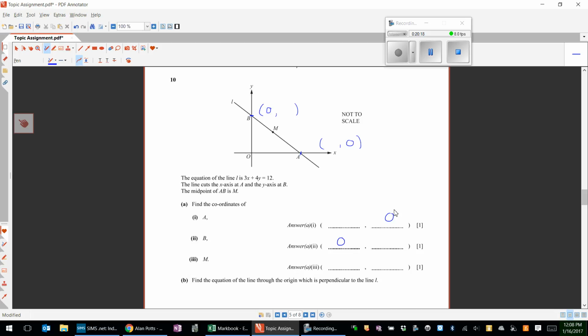I got 0, 3, 4. Anybody hear that? Or is that just me? An airplane.